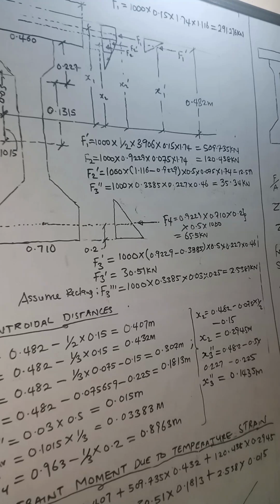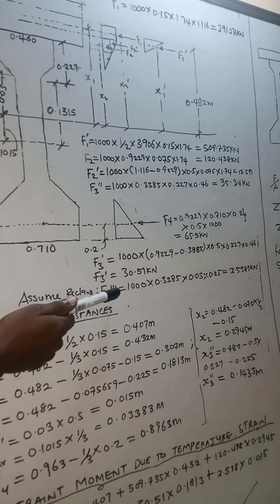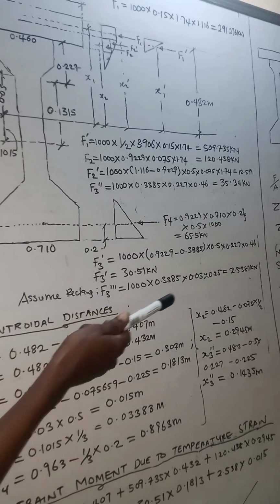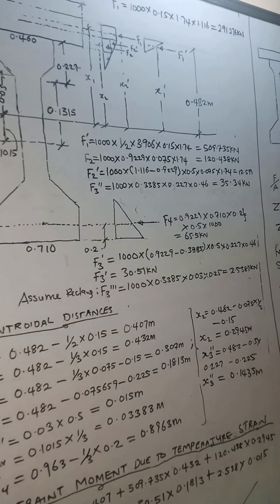For this particular portion, this is not a square, but I'm going to assume it, like I said, assume F3 prime, which is this particular region. Assume that it's a square for easy calculation. So if we assume that, we are going to have the force as 2.538 kilonewtons, okay?